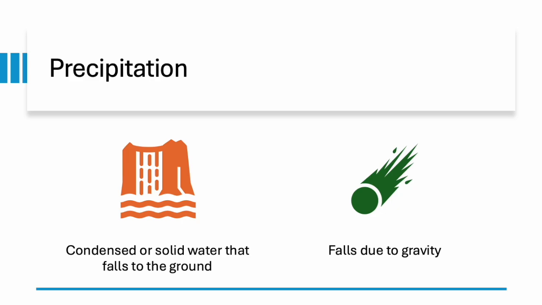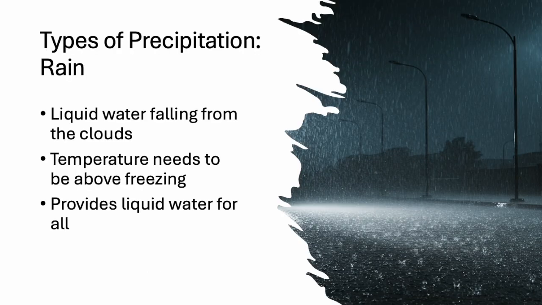Inside clouds, there are billions of tiny water droplets or ice crystals. They're so small they can float in the air. But sometimes these tiny droplets start bumping into each other and joining together, growing bigger and bigger. When they get too heavy for the air to hold them up anymore, they fall out of the cloud, and that's precipitation. The most common type of precipitation is rain.